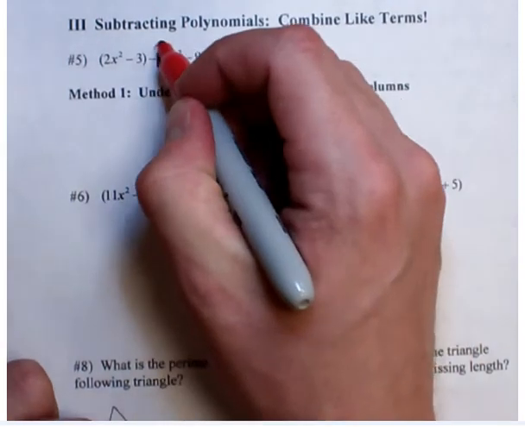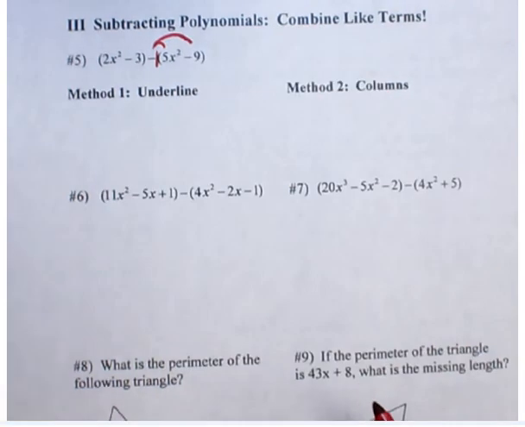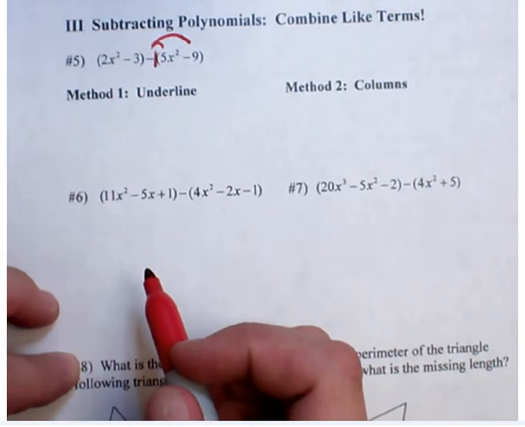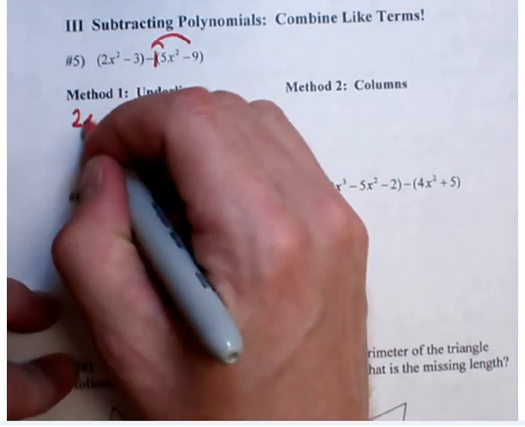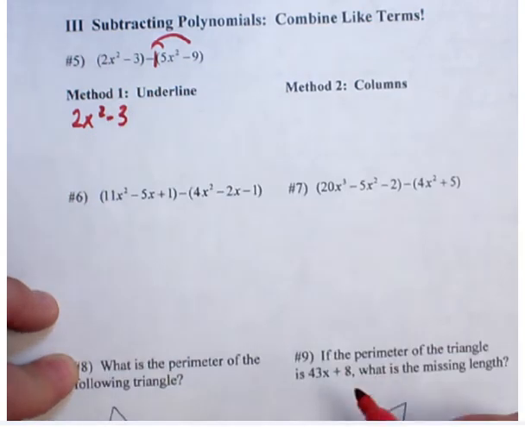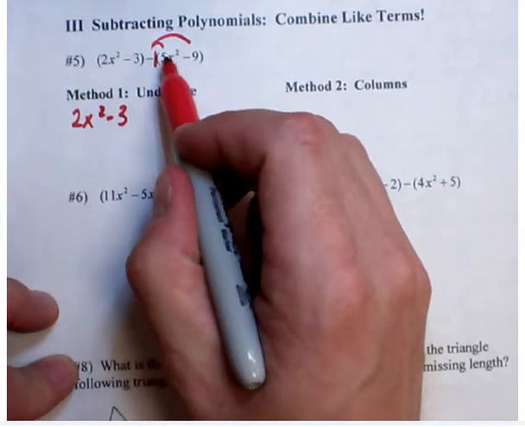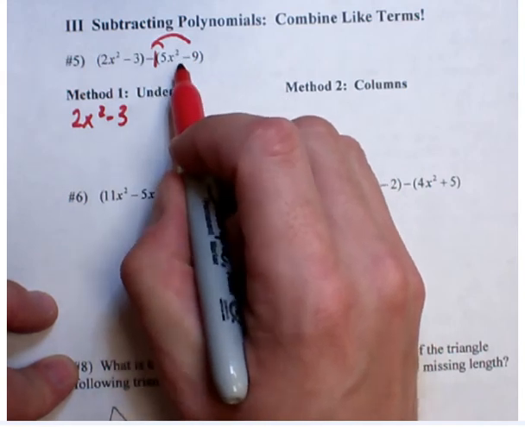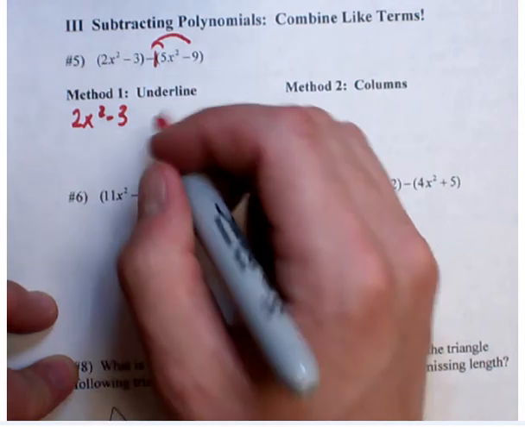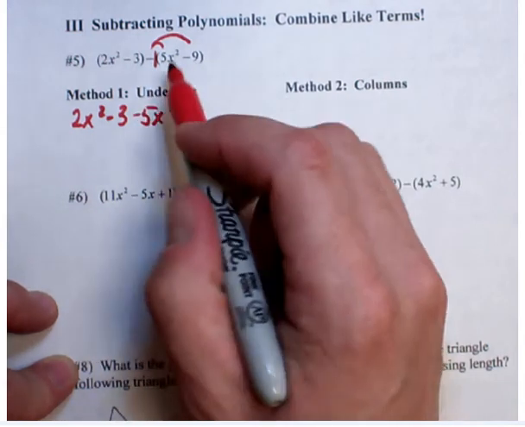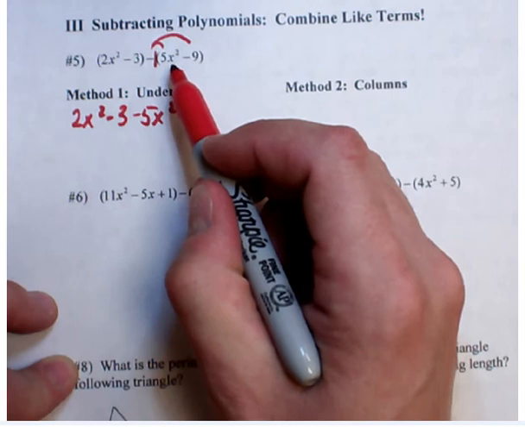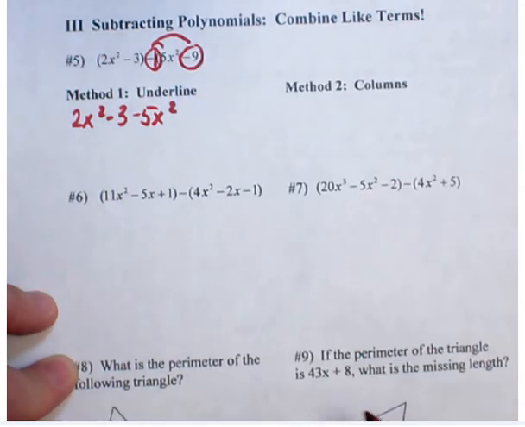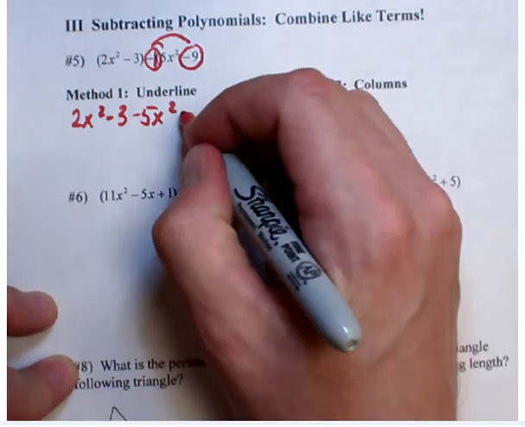You have to distribute. Okay, so the first method, the underlining method, you've got to drop the parentheses first. So 2x squared minus 3 is good. Now, when you subtract this parentheses, basically what happens is that everything on the inside, the signs get changed. This becomes minus 5x squared. It was positive, but when you multiply by a -1, it becomes negative. Now when you do a -1 times a -9, a negative times a negative is a positive.